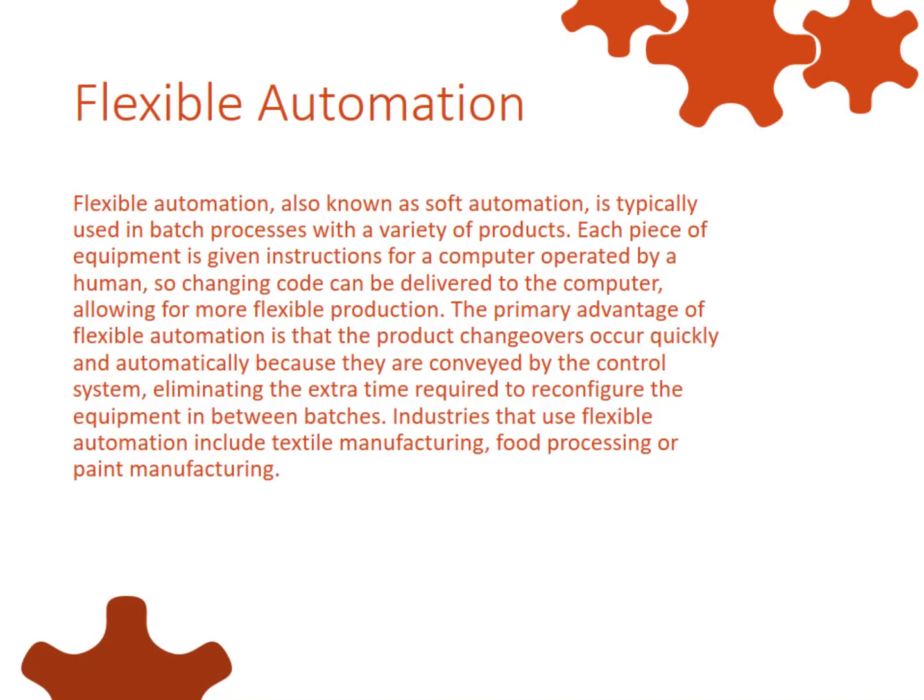Flexible automation takes it even further. Here, machines can adapt to new tasks quickly based on commands from a computer. This means less downtime and faster changeovers between different product batches. Industries like textiles, food processing, and paint manufacturing rely heavily on this type of automation.